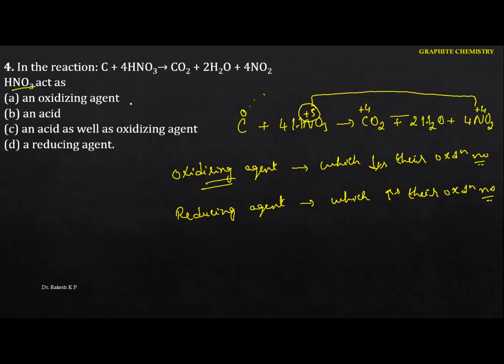Nitric acid acts as the oxidizing agent, which means the agent which decreases its oxidation number. That means it decreases from +5 to +4. Hence it acts as the oxidizing agent. Sometimes, instead of the oxidizing agent, they may ask for the oxidant.